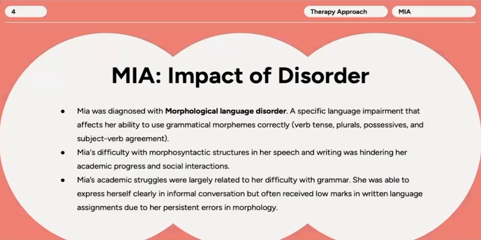So Mia was diagnosed with morphological language disorder, a specific language impairment that affects her ability to use grammatical morphemes correctly. So her verb tense, her plurals, her possessives, and subject verb agreement. Mia's difficulty with morphosyntactic structures in her speech and writing has been hindering her academic progress and social interactions. Her academic struggles were largely related to her difficulty with grammar. She was able to express herself clearly in informal conversation, but often received low marks for written language assignments due to her errors in morphology.